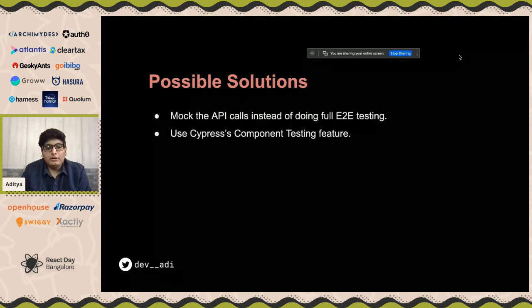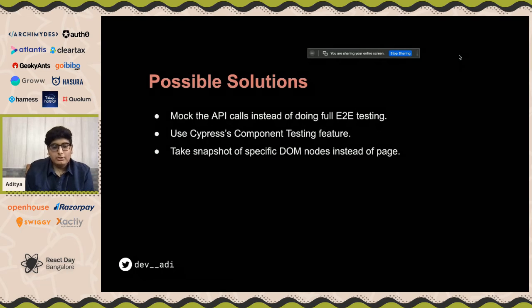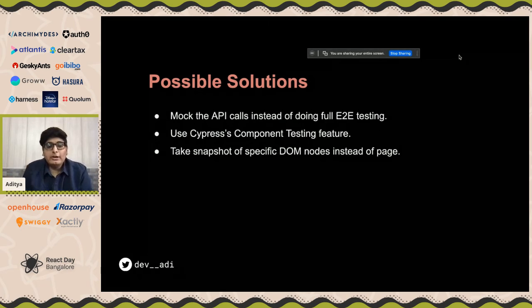Another thing is that Cypress has this beta feature called component testing. So instead of visiting a URL, you can open the browser and render a React or Vue component. So that way you don't need to render the entire page. You can just render a component and provide the data it needs in context or by API mocks or whatever. And another approach is that instead of taking a snapshot of entire pages, target specific DOM nodes and take a snapshot of those.